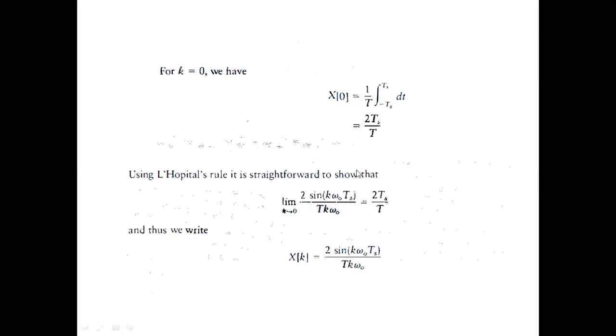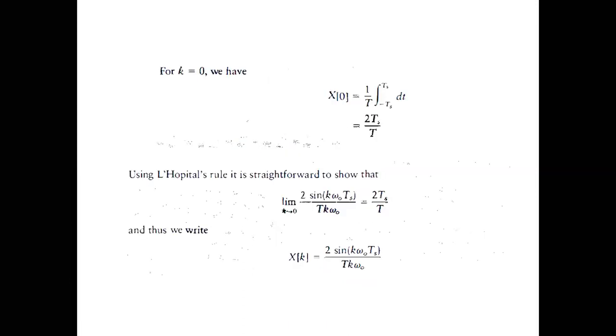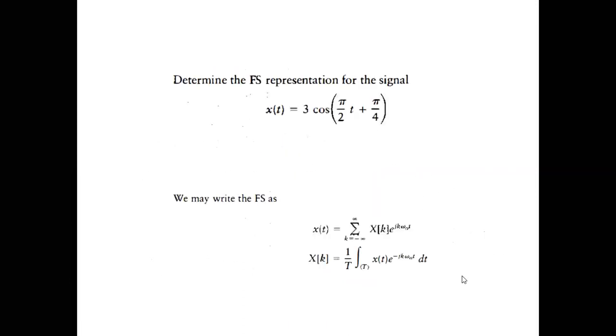At 0 it is 2 Ts by T, and at values other than 0 it is 2 sin(k omega naught Ts) divided by T k omega naught. Once you are done with this, go on substituting values of k: k equal to 0, 1, 2, 3, 4. You will get so many values. Okay, that was about the Fourier transform.